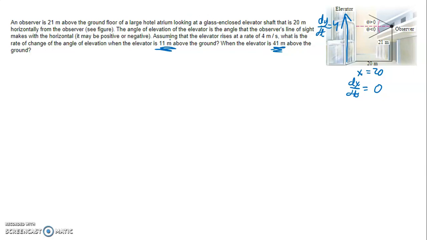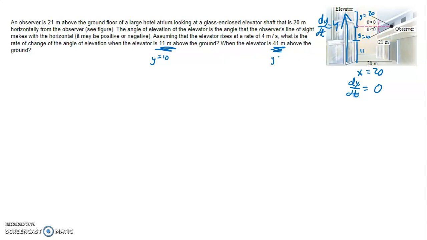Now the common mistake is that kids will think that y is 11. But y is not 11. My y value is going to be 21 minus the height. So if this is 11, then my y value is 10. So at this point, y is going to be 10 when I draw my triangle. For the other one, when I'm 41 meters away, 41 minus 21, that's going to give me y equals 20.